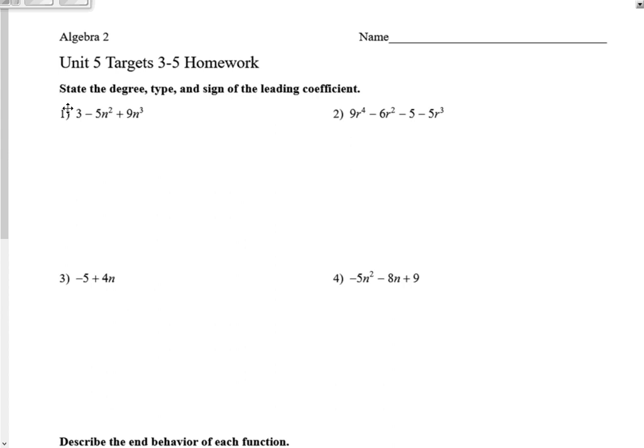Today we'll be going over the homework for targets 3 through 5. Please make sure if you have any extra questions you refer back to the notes.